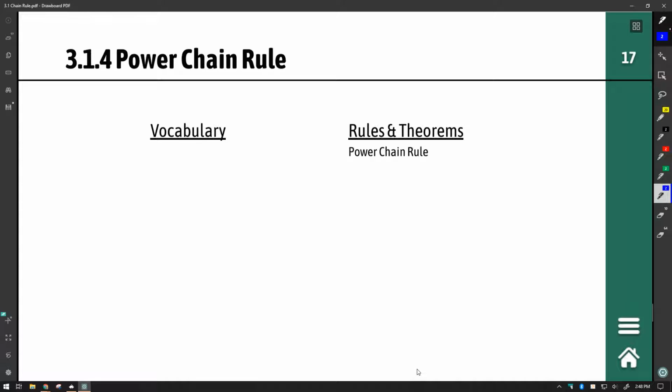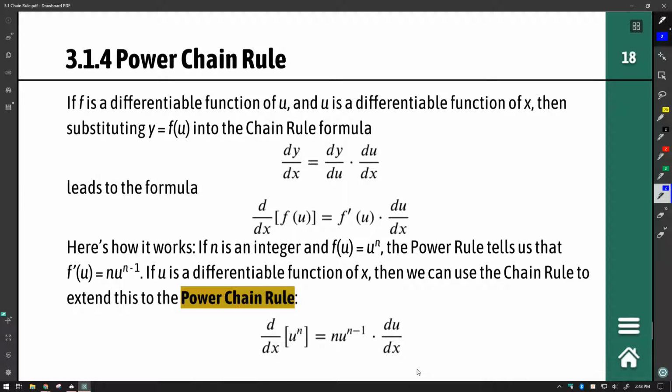This is 3.1.4, the power chain rule, as we continue to talk about the chain rule and how to use it for derivatives. No new vocabulary here, but we do have the power chain rule to learn. So the power chain rule is an extension and generalization of the chain rule.